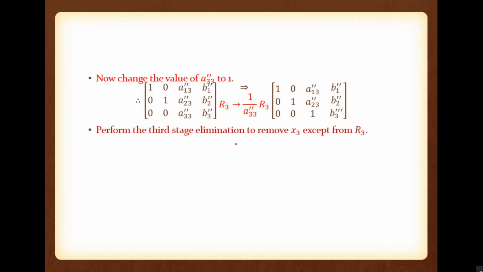Now we are going to remove the coefficients of x3, or indirectly we are going to eliminate x3 except from R3. Eliminate x3 means we are going to convert the coefficient of x3 to 0. That is the meaning. Okay. So except from R3 we are going to eliminate x3. So this one is the modified augmented matrix. So from this augmented matrix, we are going to remove A13 double dash and A23 double dash.